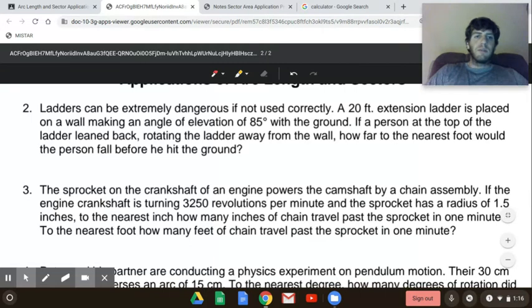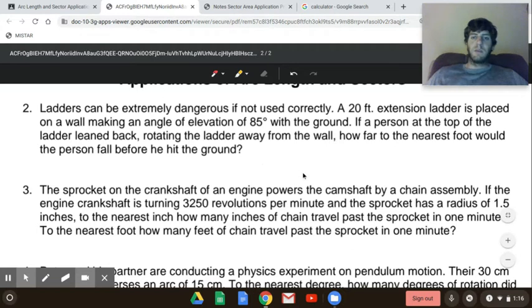Number 2: ladders can be extremely dangerous if not used correctly. A 20-foot extension ladder is placed on a wall making an angle of elevation of 85 degrees with the ground. If a person at the top of the ladder leaned back, rotating the ladder away from the wall, how far, to the nearest foot, would the person fall before he hit the ground?